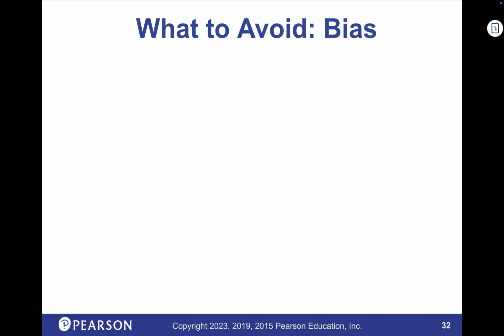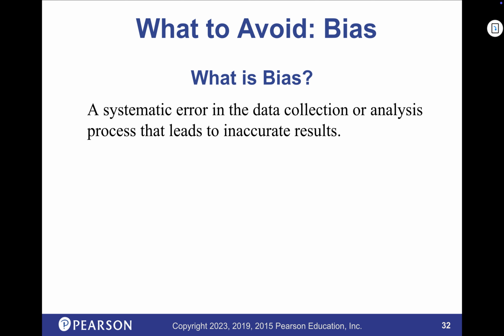Okay, we're almost here. Almost done. These are the things we need to avoid. Bias, the things that bring in bias. What is bias? In statistics, it's not just a favoring once or twice, but a systematic favoring in the data collection process. So something in our design is causing this bias.